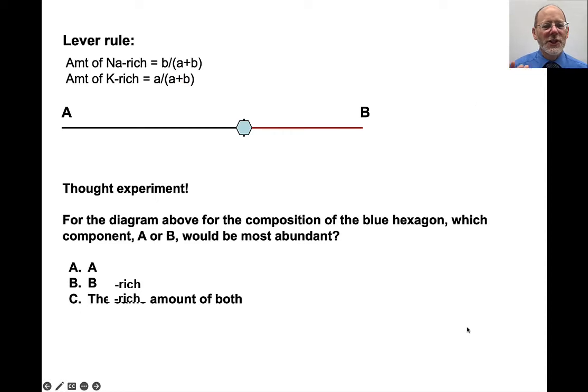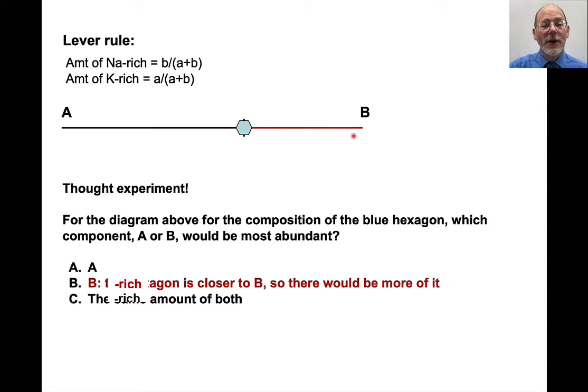Okay, so just a little thought experiment here. For this diagram above, for this blue hexagon, which component, A or B, would be the most abundant? And the answer is B, and that's because the hexagon is closer to B, so there would be more of it. So in this case, the proportion of B would have to be this length divided by the total length. The proportion of A would have to be this length divided by the total length.